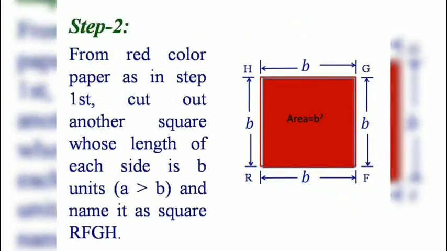Then step 2, from red color paper, as in step first, cut out another square whose length of each side is b units, where a is greater than b, and name it as square RFGH. As shown in the figure, this is square RFGH and its area is b square.